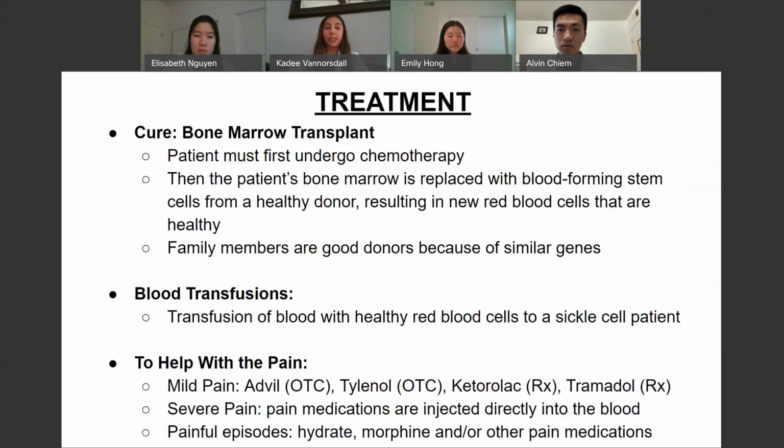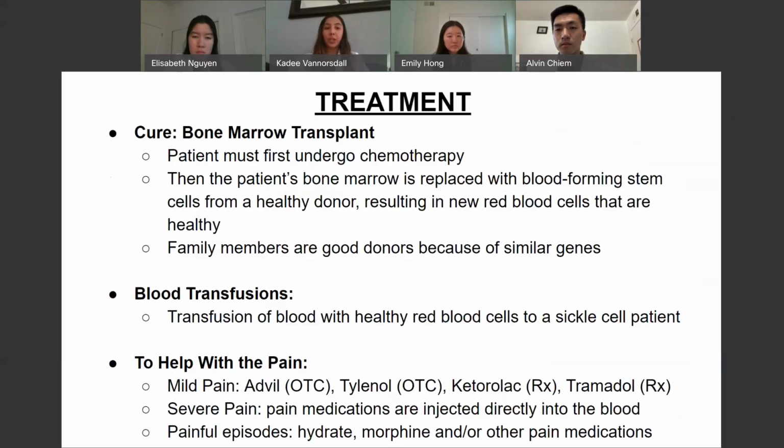Another option is transfusion of blood with healthy red blood cells to a sickle cell patient. This is called blood transfusions. Blood transfusions are given either chronically to manage symptoms or acutely to manage disease events like strokes, but it is only a management strategy. There are also ways to help with the pain. Some options for mild pain include Advil or Tylenol, which can come over the counter, versus ketoconazole and tramadol, which can be prescribed by your doctor.